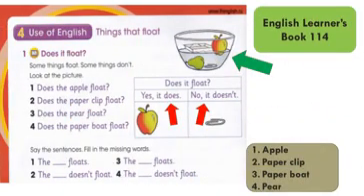Okay, kids, in this slide, I put the correct answers. The apple floats for number 1. Number 2, the paper clip doesn't float. Number 3, the paper boat floats. And number 4, the pear doesn't float. Kids, you can change the arrangement of the answers, but the 2 things that float in the picture are apple and paper boat, while the paper clip and the pear do not float.